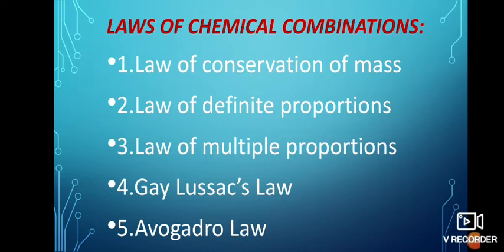Now our next topic is laws of chemical combinations. There are 5 types of laws. First law is law of conservation of mass. Second law is law of definite proportions. Third law is law of multiple proportions. Fourth law is Gay-Lussac's law, and fifth law is Avogadro law.